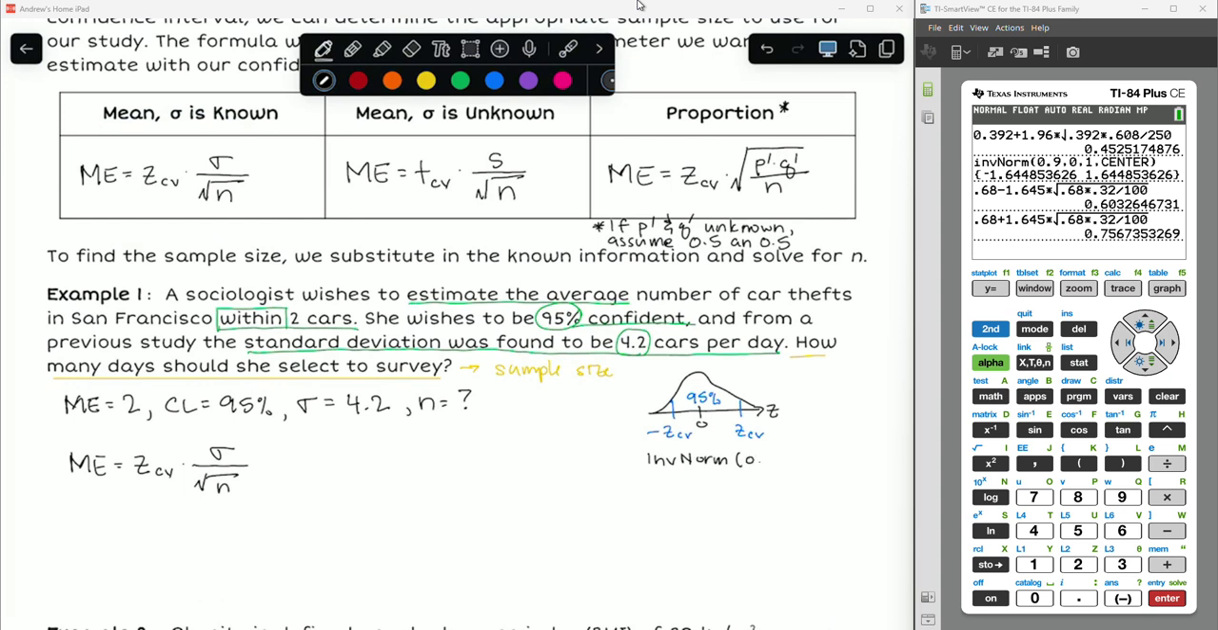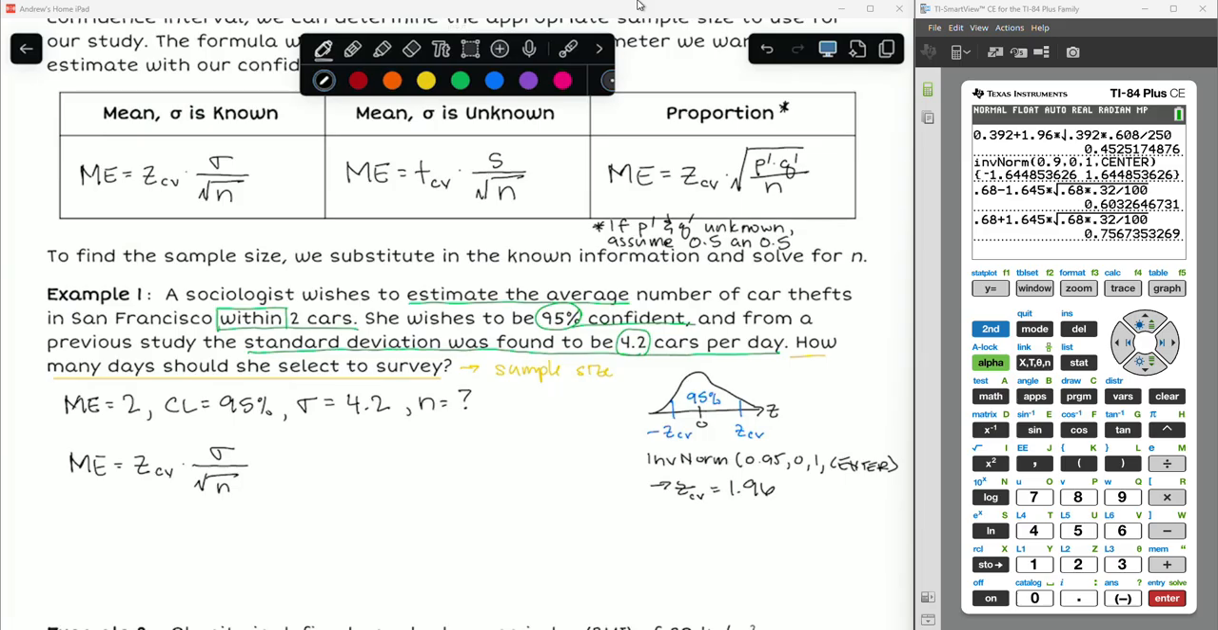Inverse norm asks for area, it asks for mean, it asks for standard deviation, it asks for tail. And writing on the edge of my iPad is hard. That's supposed to say center. And we've done this calculation at several points today. I happen to know that that's going to be 1.96, but you should check on my calculator if you don't believe me, or check on your calculator.